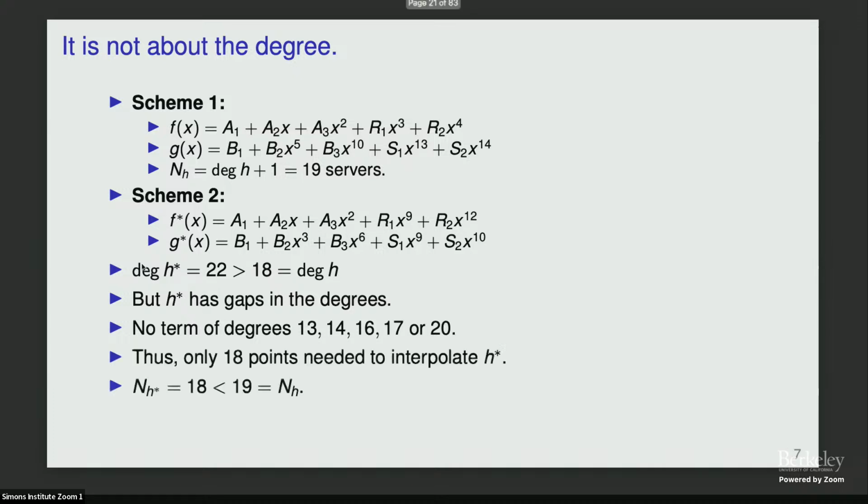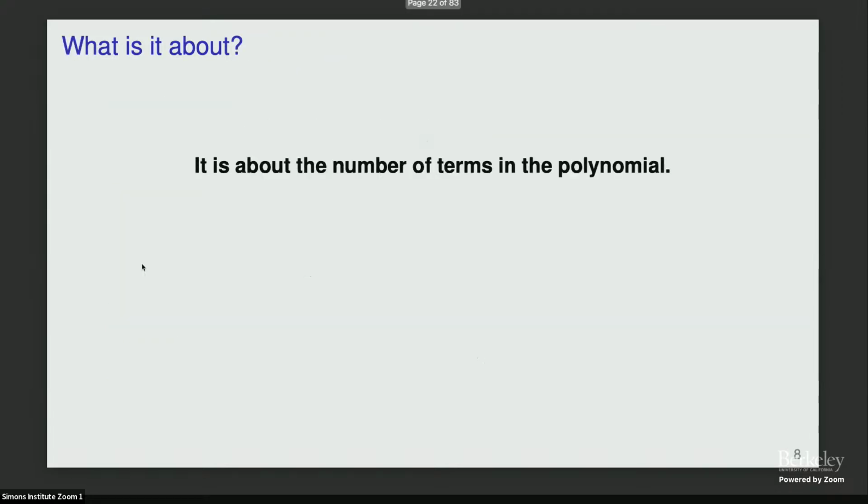If you do out the math and subtract these points from the 22, that means for the h star polynomial, so for scheme 2, you'll actually need 18 servers instead of 19 servers for the other one, even though the degree is higher. So just to make the point that it's not about the degree, which takes us to the question, what is it about?